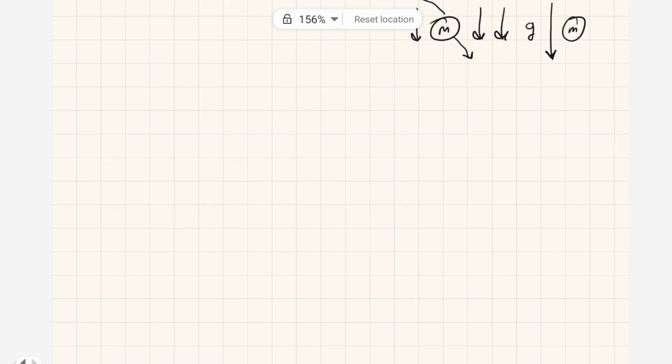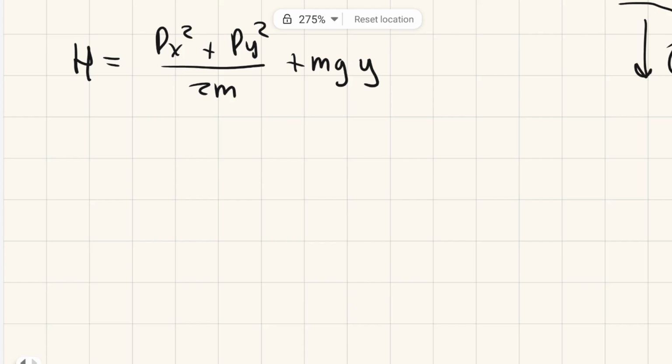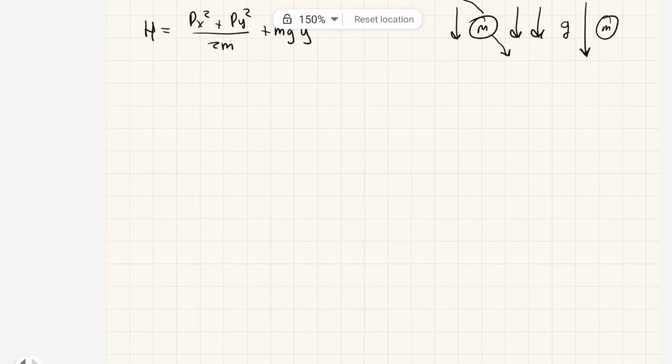So we know that the Hamiltonian for this particular case is equal to px squared plus py squared divided by 2m, plus mgy. This is the function that describes the mechanical system. Here, of course, px and py represent the linear momentum in the x and y direction respectively. And like I said, m is the mass and g is the acceleration of gravity.